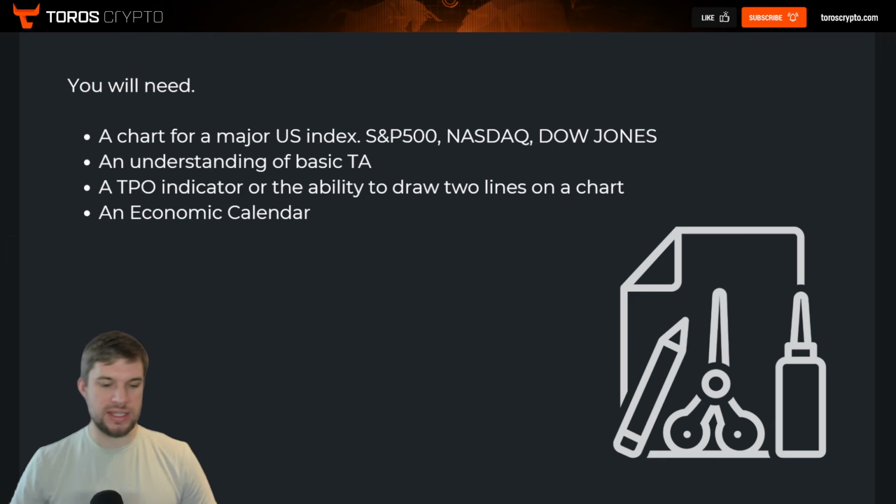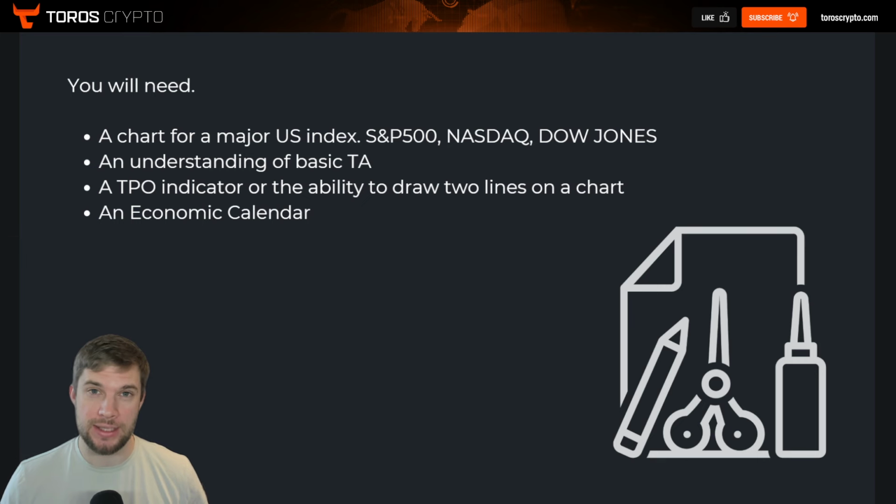The second thing you're going to need is an understanding of basic TA, because what this will not give you is a guaranteed entry and exit. What it does give you is an invalidation, targets, and a bias for any trades that you take throughout the entire session. So you need to know where you might want to enter a trade in the first place. You do need an understanding of TA, and to know how to trade a little bit, because you've got to get into a trade somehow.